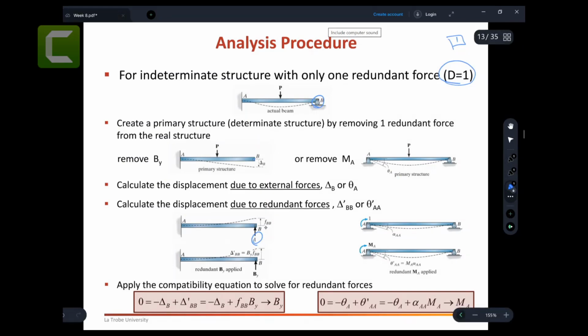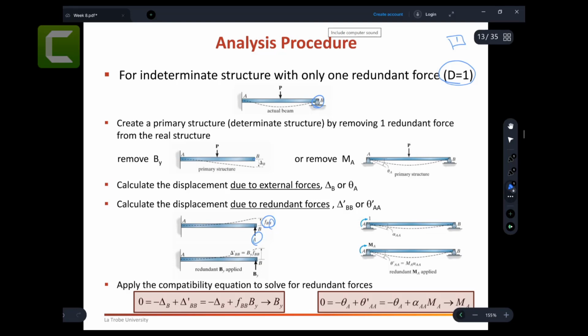So when you have one, then you have FBB. FBB is called the flexibility coefficient. If you don't remember any of this name, don't worry. But as part of the theory, I'm just explaining that when I have a unit force, there is a displacement called the flexibility coefficient FBB, where the first B is the displacement at B and the second B is the force applied at point B.